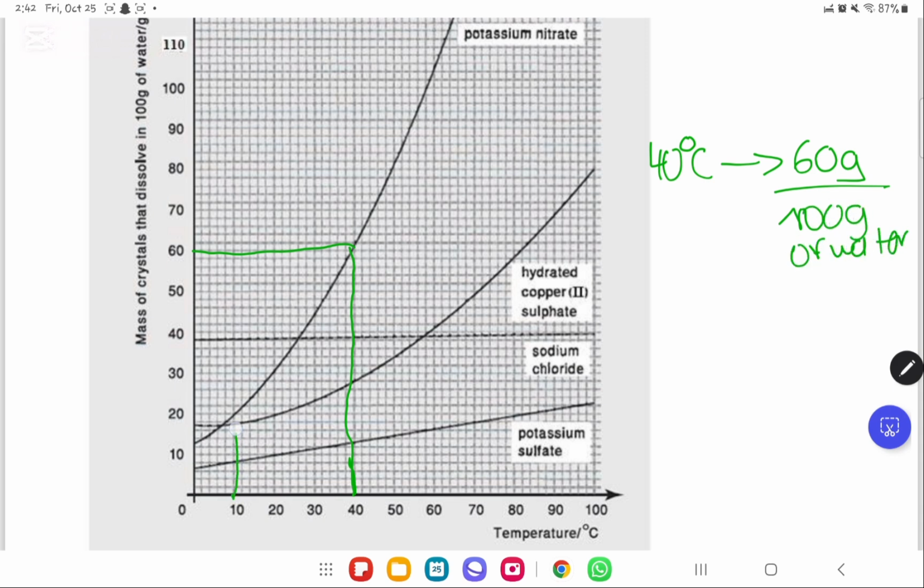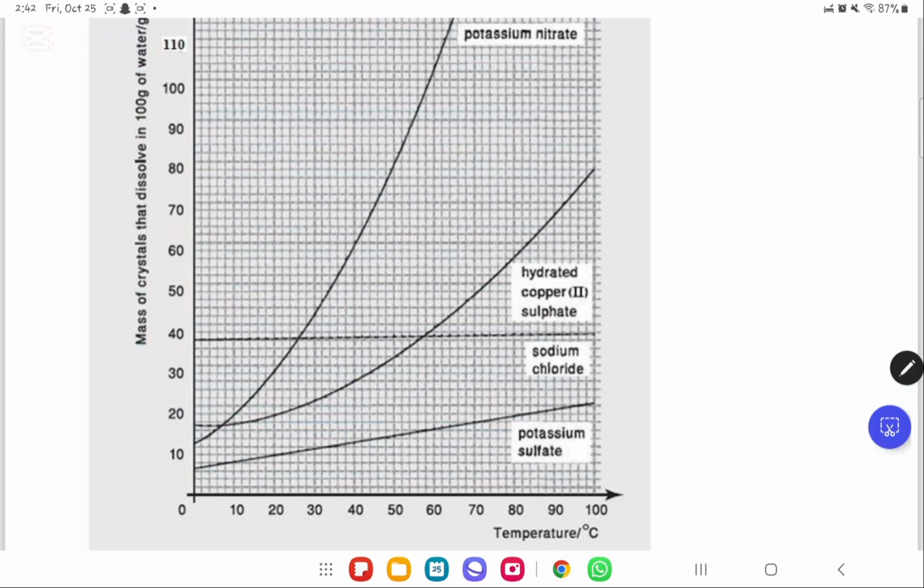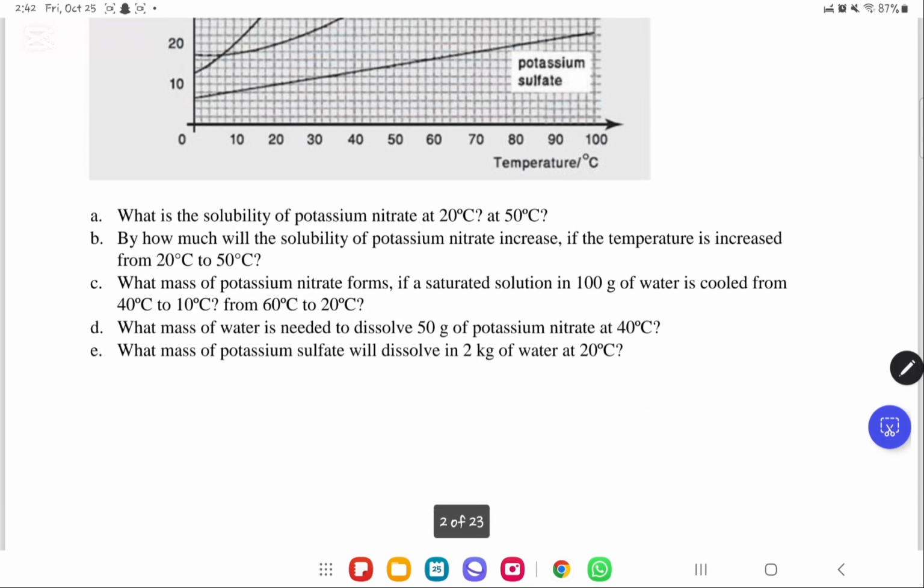And then at 10 degrees Celsius, wait, where's the curve? Curve is over here. If you do it, you will get that it's almost 20. My bad. So at 10 degrees Celsius, it is 20 grams per 100 grams of water. So now please keep these in mind, 60 grams and 20 grams. They're telling us what mass forms if a saturated solution in 100 grams of water is cooled from 40 degrees to 10 degrees Celsius.